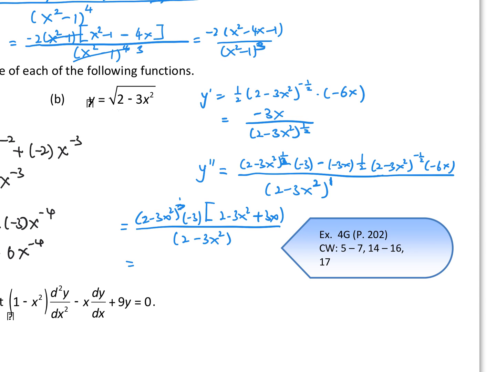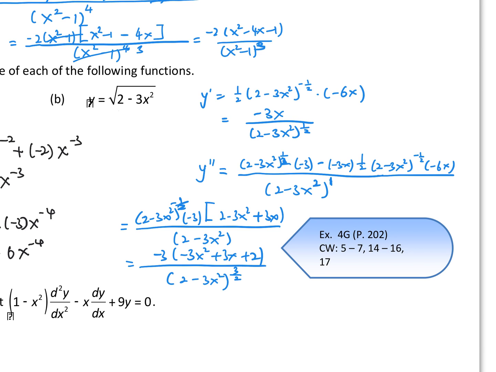Sorry, this is 1/2. Take out negative 1/2. So the denominator becomes 2 minus 3x squared to the power 3/2. And negative 3, then negative 3x squared plus 3x plus 2. Okay, this is the final answer.